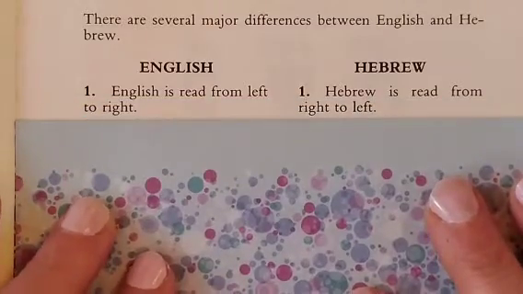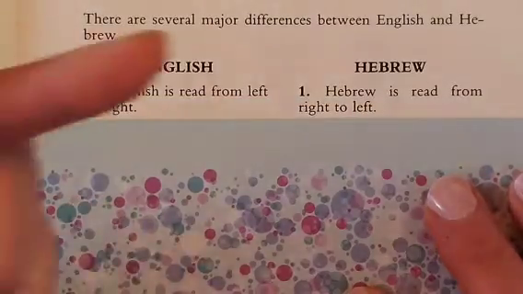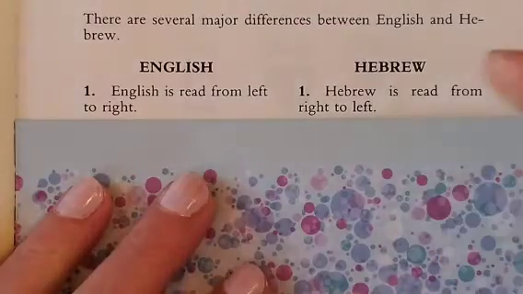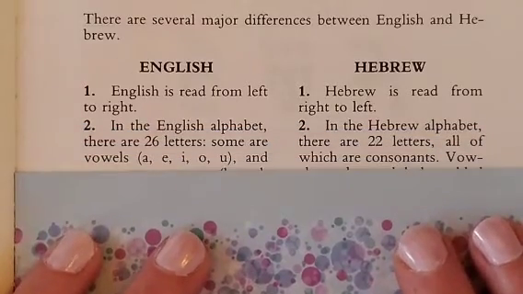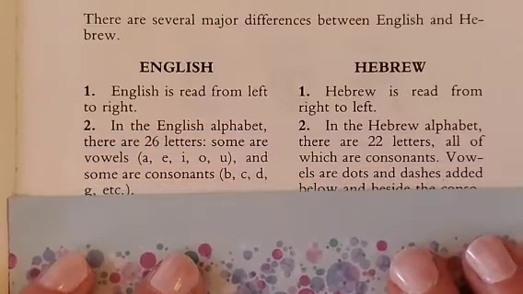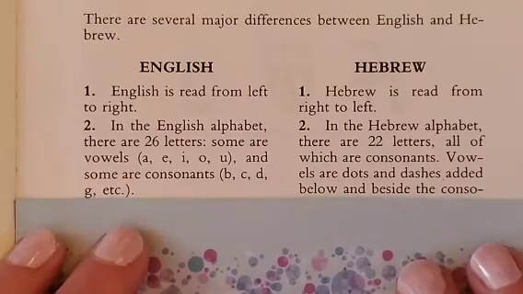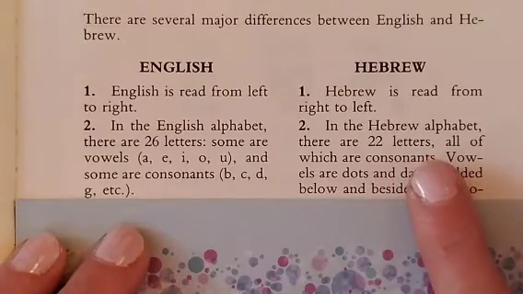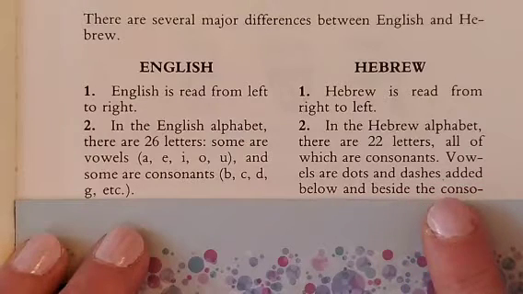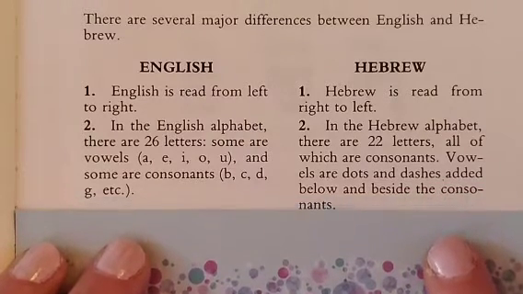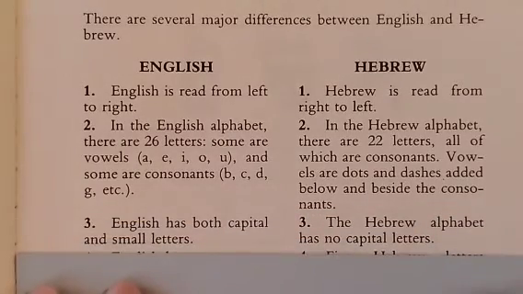So English is read from left to right, as we know. Hebrew is the opposite. It's read from right to left, which can be really confusing at first. In the English alphabet, there are 26 letters. Some are consonants and some are vowels. We know this. In the Hebrew alphabet, there are 22 letters, all of which are consonants. And the vowels are dots and dashes added below and beside the consonants.